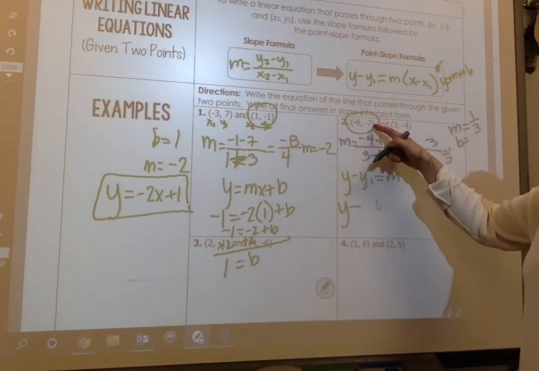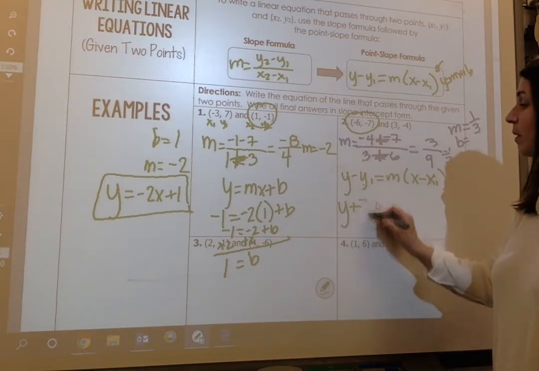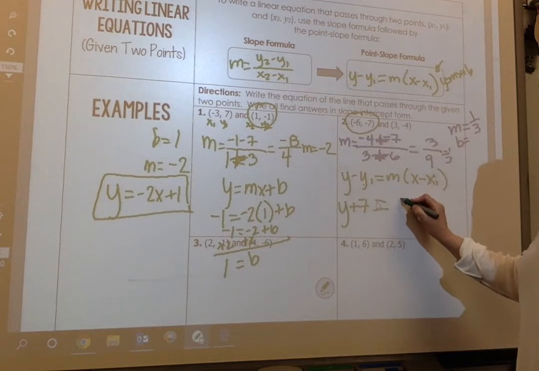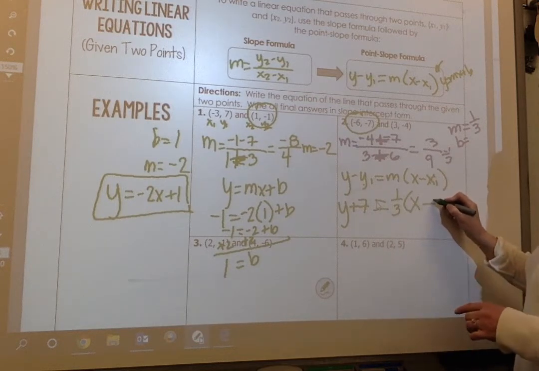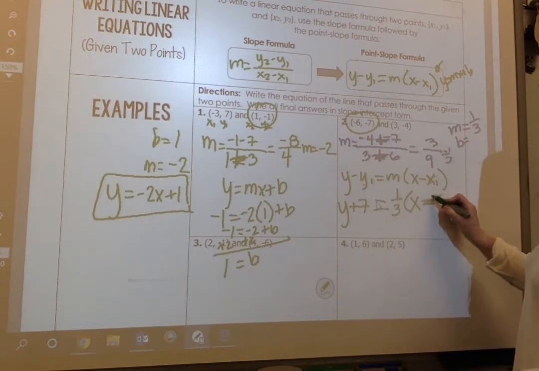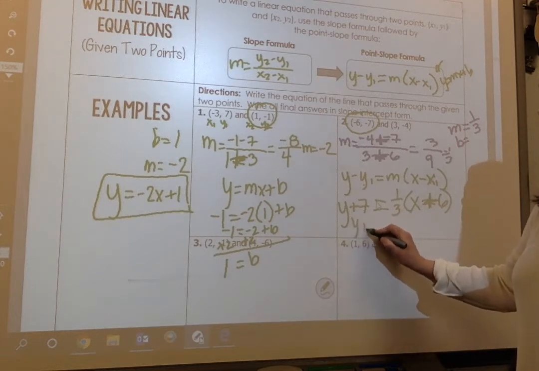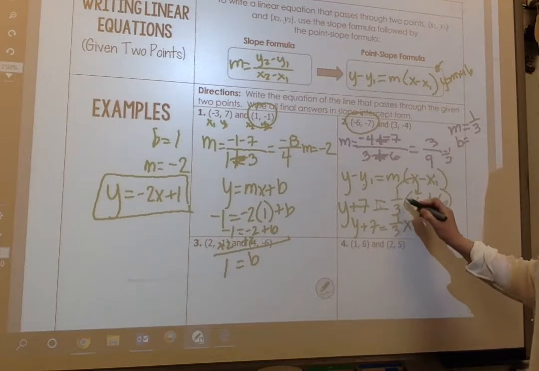Y minus my y1 is negative. So remember, minus a negative is plus 7 equals my slope I just found, which was 1/3. X stays the same, minus a negative 6, so this becomes positive. And now I distribute and solve. Y plus 7 equals 1/3 times x.